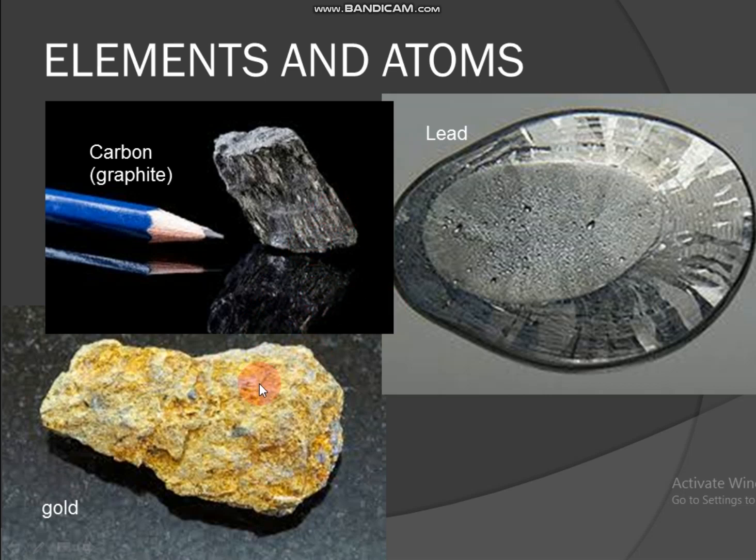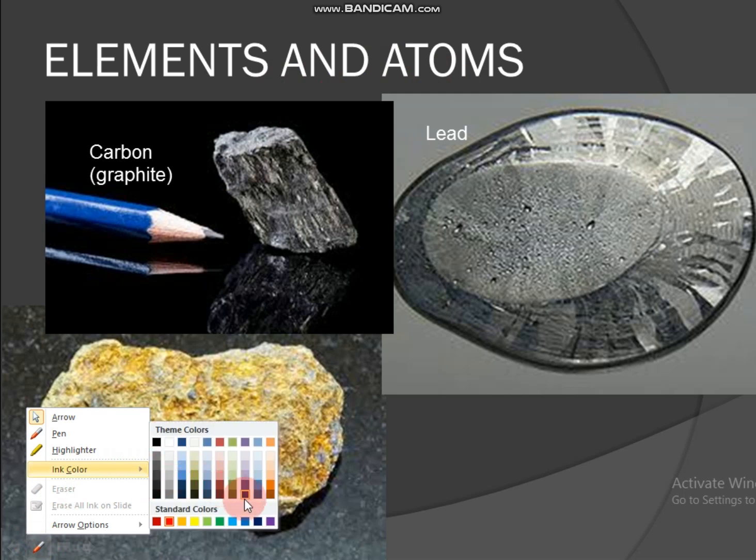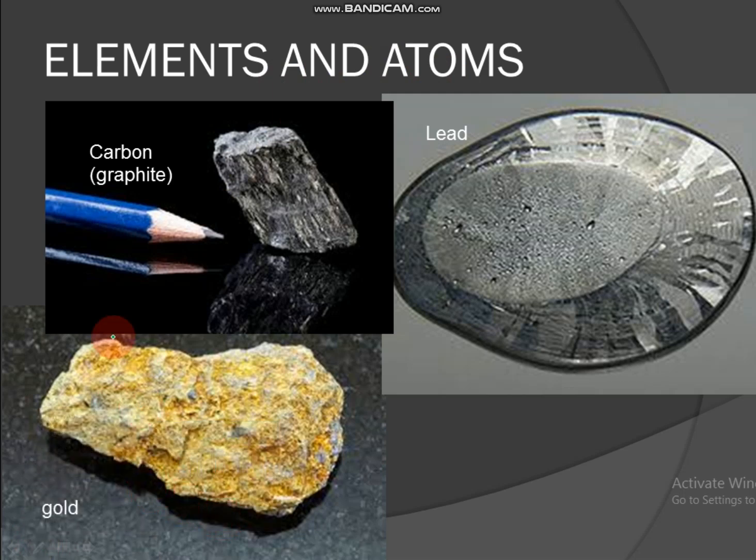So because they have different properties, this lead is used in bullets, but this gold is not, because the properties of this lead are suitable for a bullet. So these have different properties. So our topic is, you would have noticed, elements and atoms. So what are elements and what are atoms?